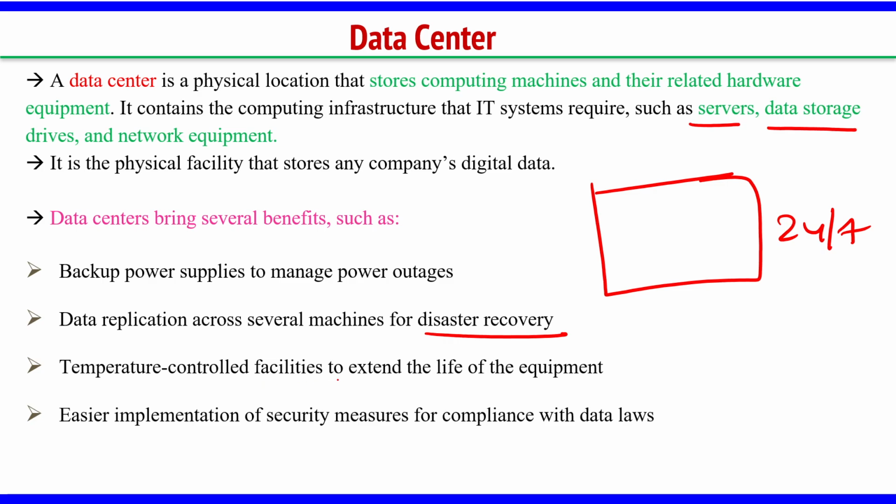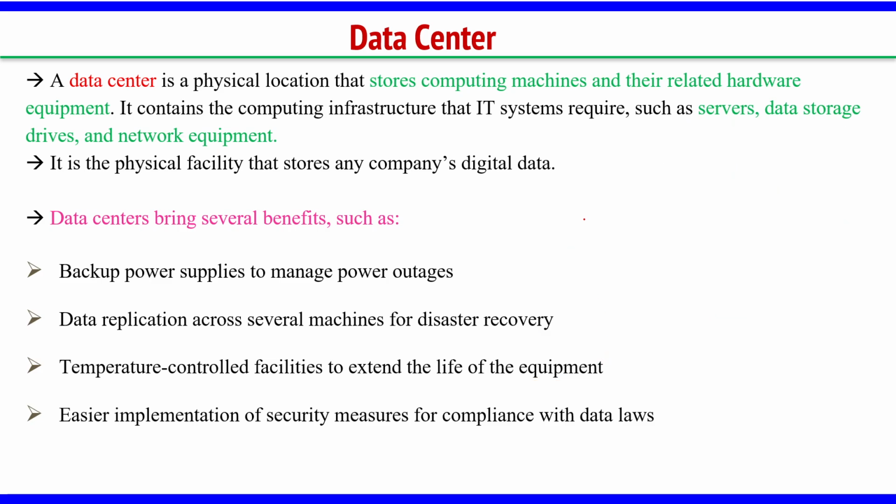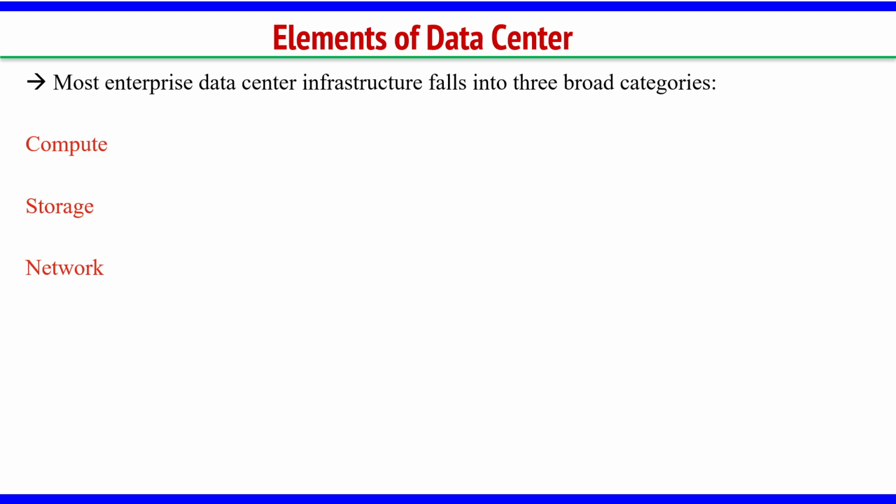Temperature controlled facilities to extend the life of the equipment. So the data center is also maintaining the temperature. There are a lot of ACs and cooling facilities used, so that the hardware has a longer life. And then easier implementation of security measures for compliance with data loss regulations. They also follow the compliances. There are so many data laws coming up, so they are also taking care of those things in a data center.